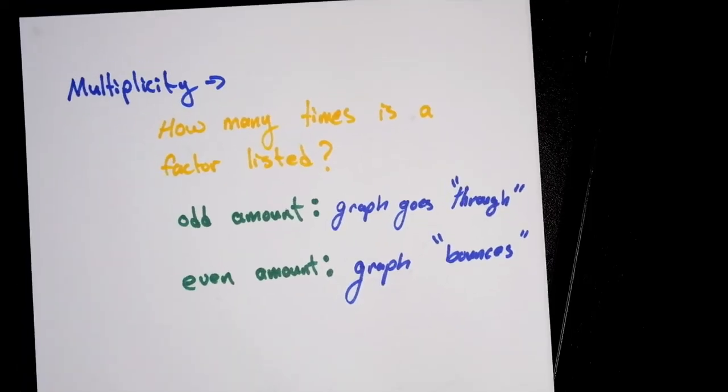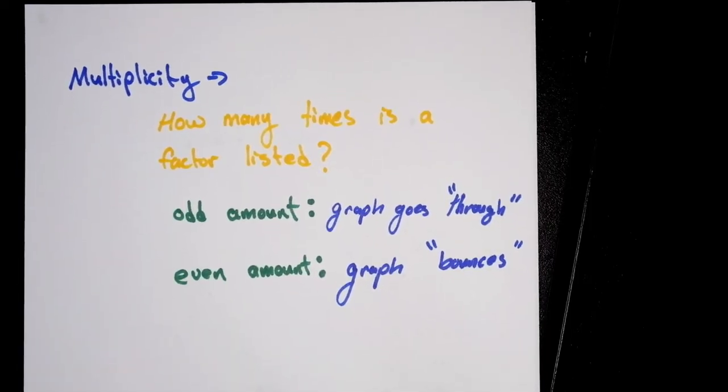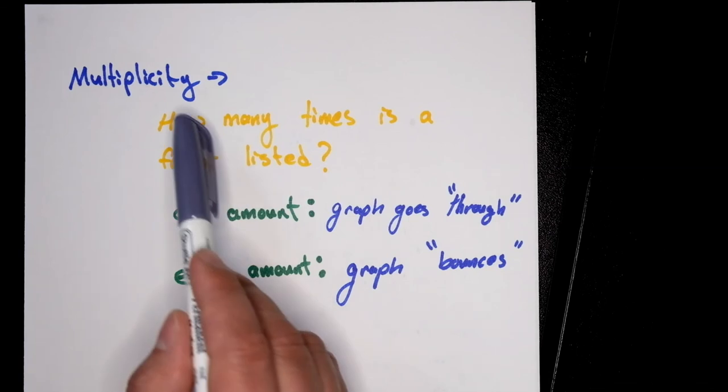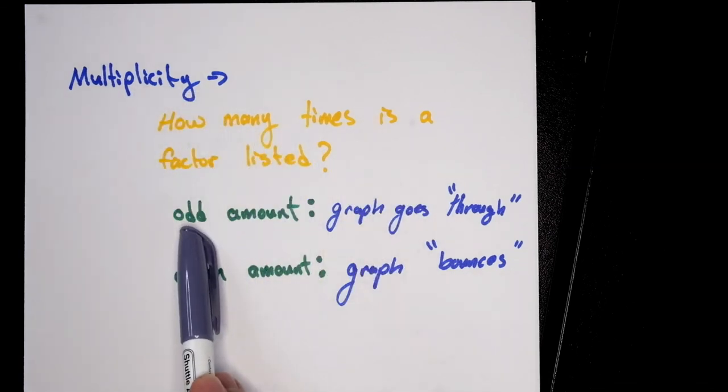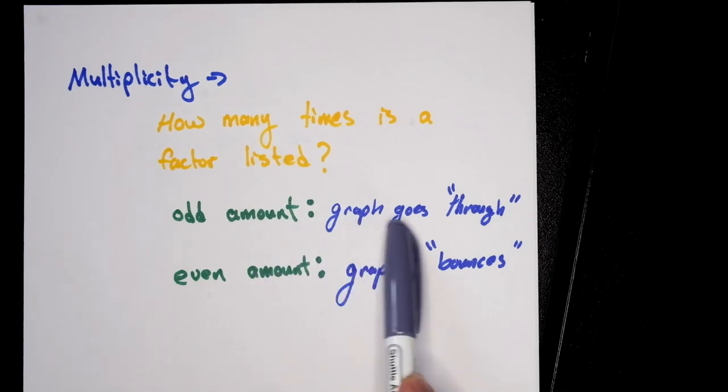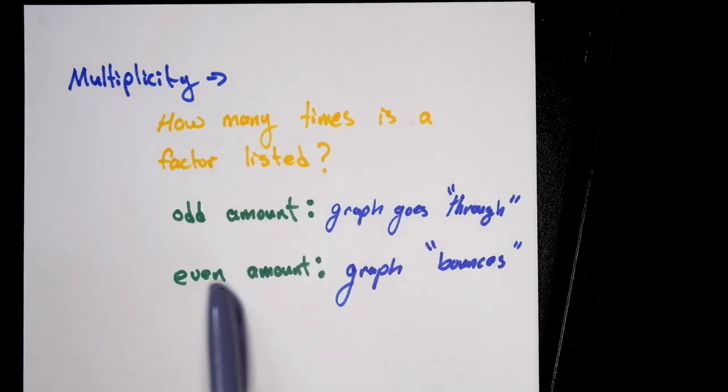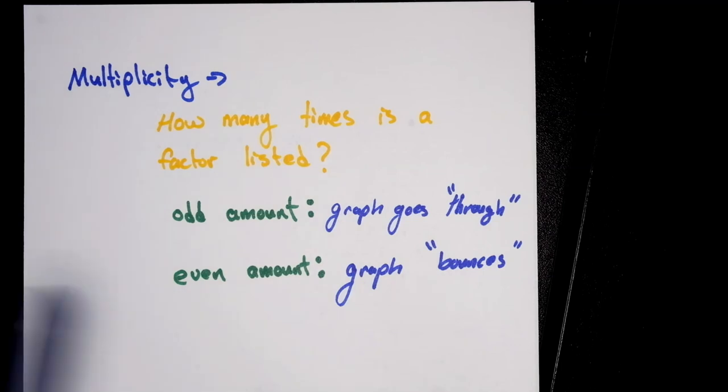That's worth writing down. So let's look over and write that one down. Go ahead and pause the video, and you can take a look and write this down. It says multiplicity: how many times is a factor listed? If it's an odd amount, the graph goes through. If it's an even amount, the graph bounces. Pause the video if you haven't written that down and take the time to write it down.